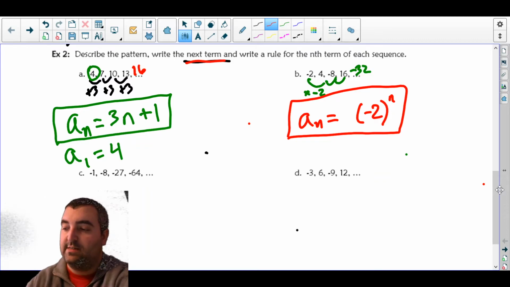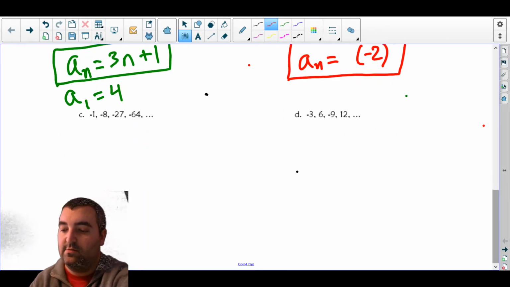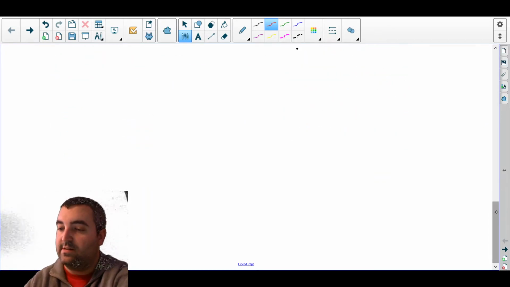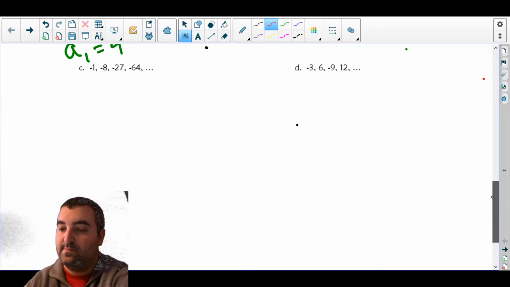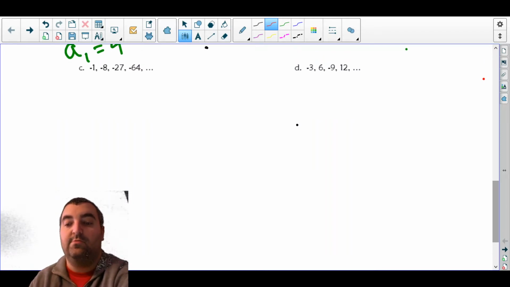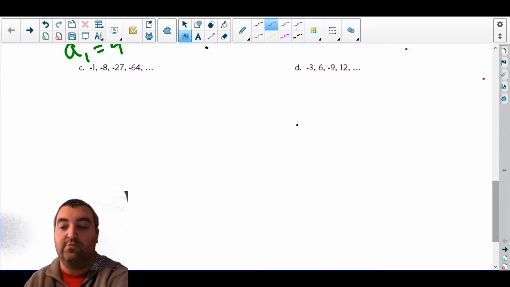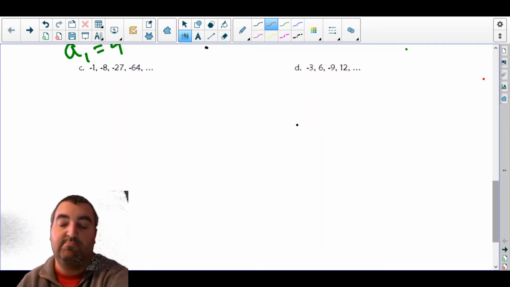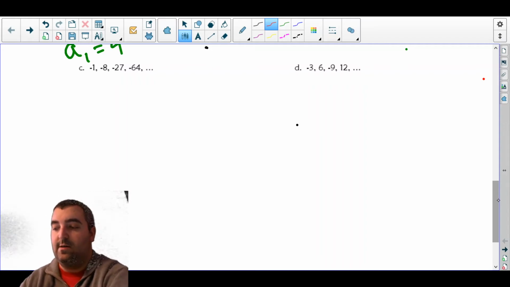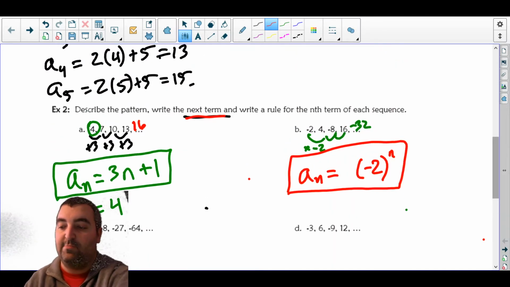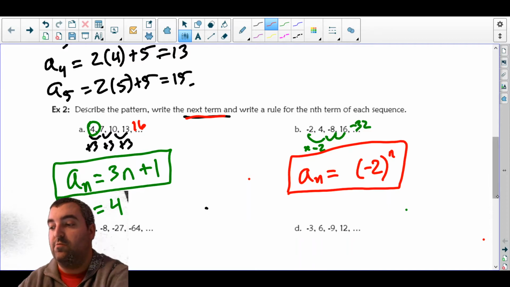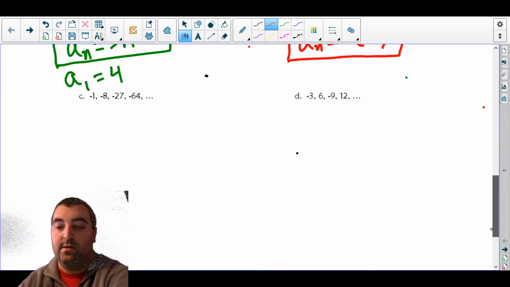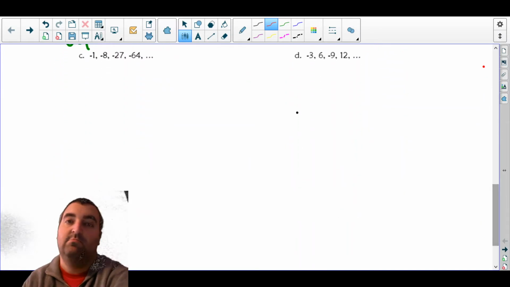Alright, so I want you guys to try these last 2 here. I'm going to make it so you guys can see them a little clearer. So come up with those next terms, write the rule, and just describe the pattern. And you can kind of see with the describing of the pattern, I even just wrote it mathematically. You could write it in words if you want. But so yeah, take a second, pause the video, work out those.